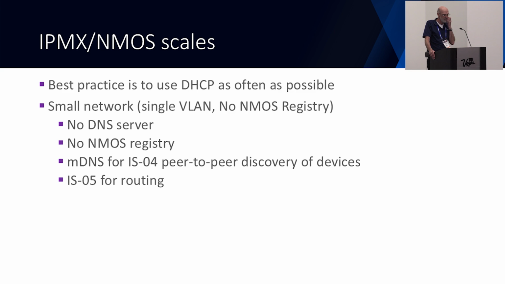I'd say best practice is to use a DHCP server as often as possible, it makes things a lot easier. What I'm doing here is looking at what a small network might look like, what a medium-sized network might look like, which services I would put in, what I need to build something. So small network, no DNS server, no NMOS registry, okay? So mDNS is used with peer-to-peer discovery to discover devices. The controller is going to peer-to-peer discover the devices as well. It's going to figure out which ones are senders, which ones are receivers, and connect them as they should.